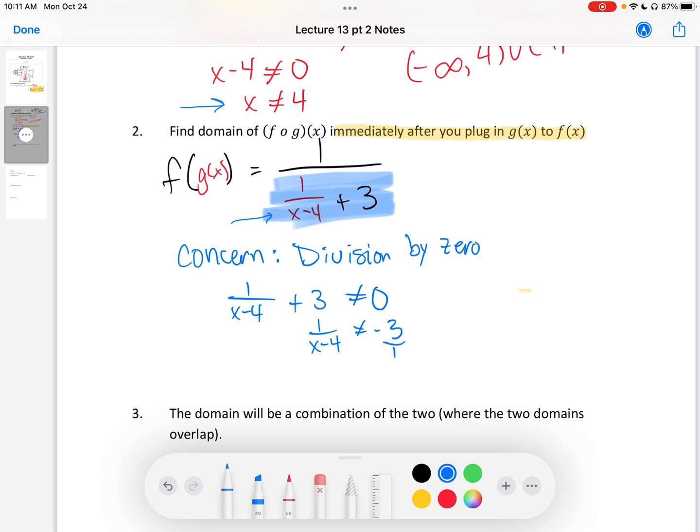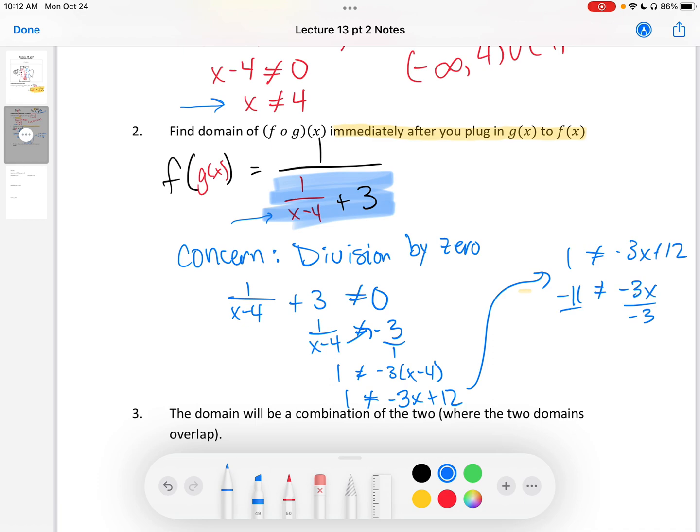I like to set these up here and then just cross multiply. So negative 3 times x minus 4 cannot equal 1 times 1, which is just 1. So that's 1 cannot equal negative 3x plus 12. Go ahead and keep solving. Subtract my 12, I get negative 11 cannot equal negative 3x. Divide by negative 3, and I find that x cannot equal positive 11 thirds, which would be negative infinity to 11 thirds in union with 11 thirds to infinity.